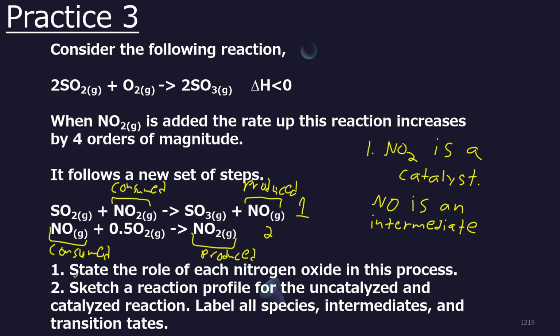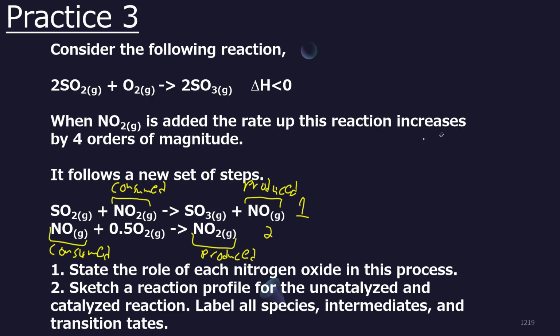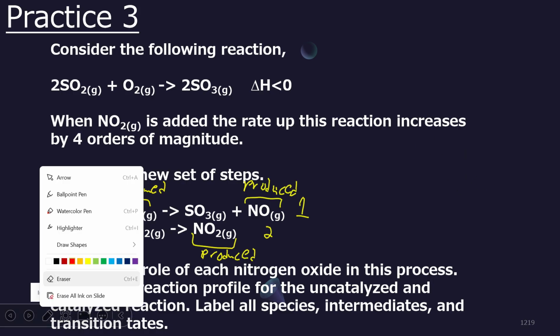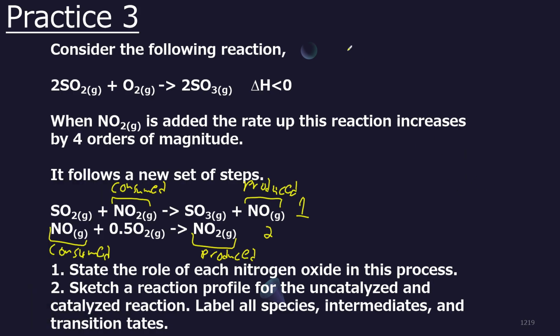Okay, number 2, sketch a reaction profile for the uncatalyzed and catalyzed reaction. Label all species, intermediates, and transition states. Okay, let me clean this up a bit. I'll draw it here. Okay, I'll try to make this big. Here's our profile, energy here. Progress.